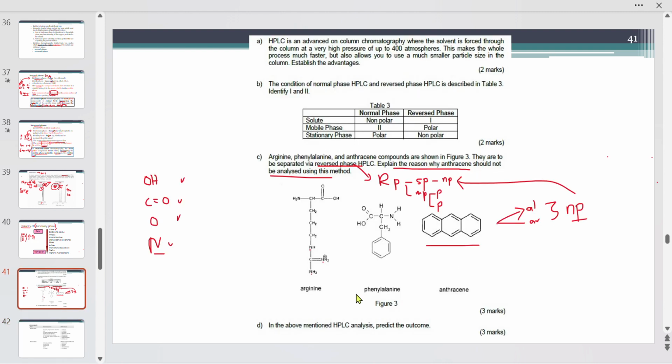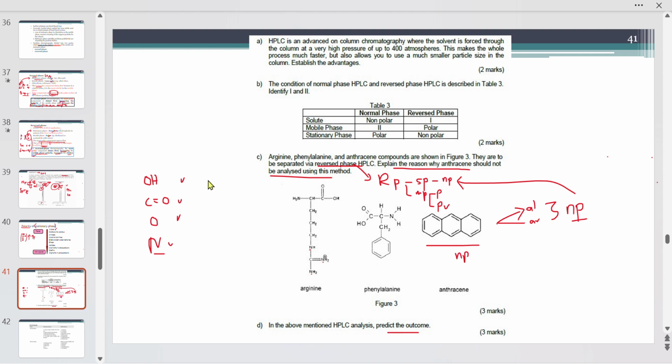Okay, second, look at this one. In the above HPLC analysis, predict the outcome. So predict the outcome. You have to choose which analyte is the most polar. As I mentioned earlier, in reverse phase chromatography, the analyte that will be eluted first is the polar analyte. So you have to choose which one is most polar. So between this and this one, you already know this one is non-polar. Okay, so between this and this one, which one is more polar?